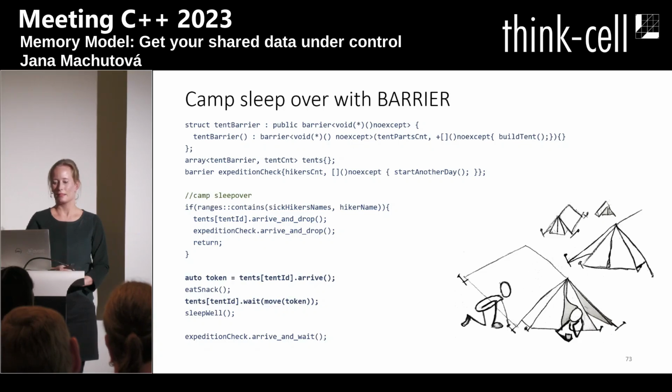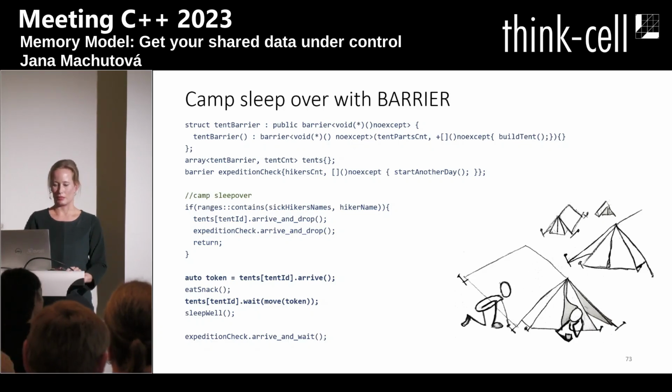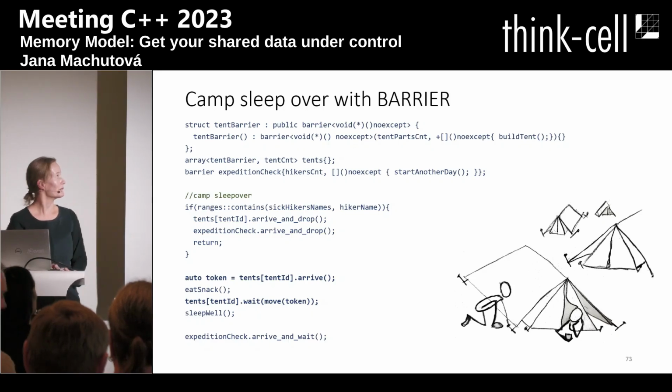And everyone who will drop the expedition will need to drop the tent too. And what is different in here, when you arrive, you can split arriving and waiting into 2 parts. You can arrive, say, okay, I'm here, but I will do something else in between, and I will come back to check if everyone is already there. So it's possible to split it into 2 operations and do something in between.